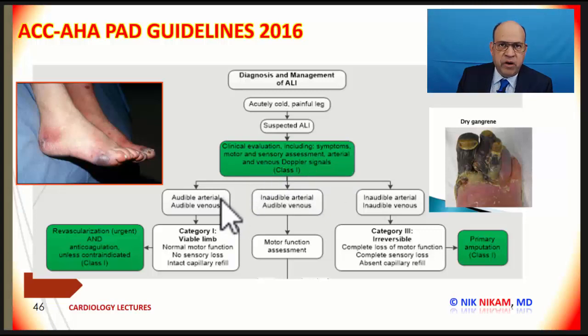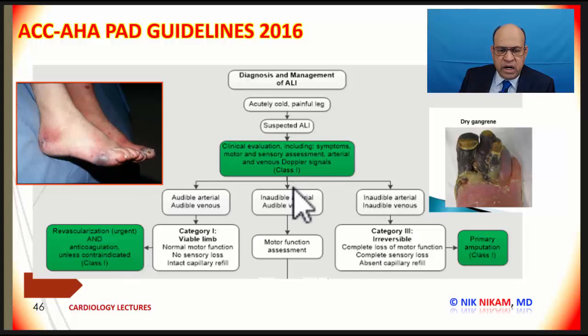If we have an audible arterial and visible venous pulsation, we are dealing with category 1 limb ischemia. Normal motor function, no sensory loss, intact capillary filling, and these patients can undergo urgent revascularization and anticoagulation, unless there is a contraindication, with the hope of salvaging the extremity.